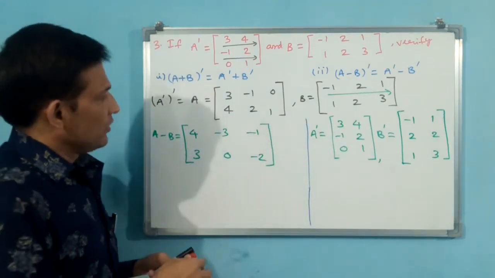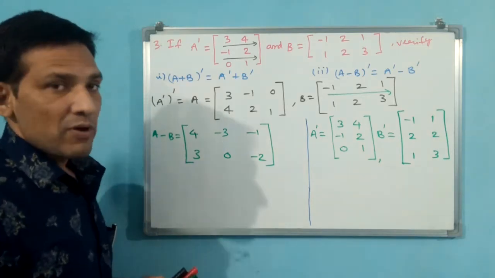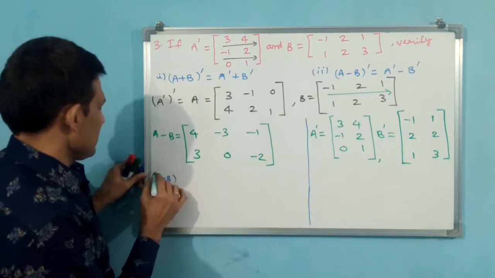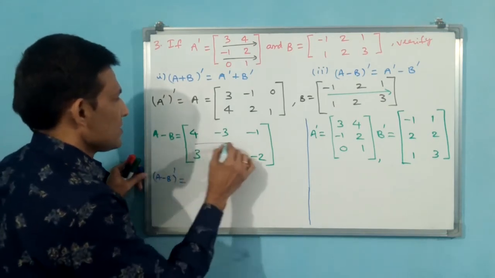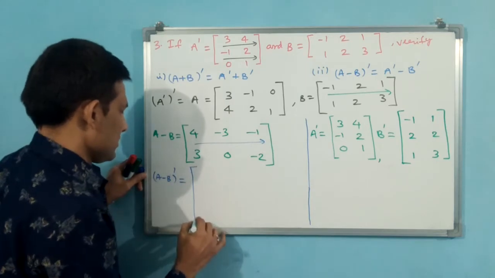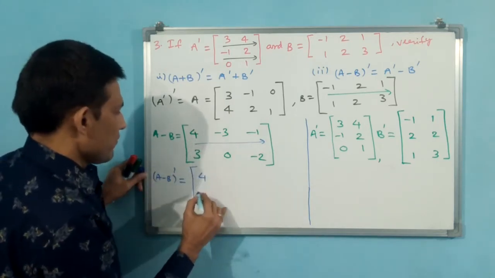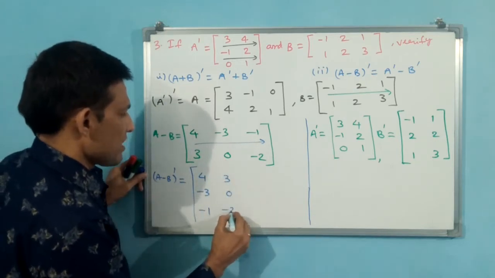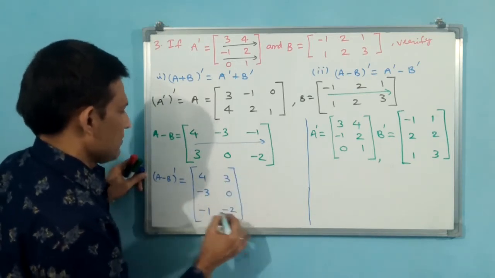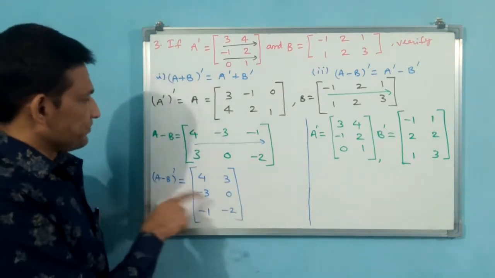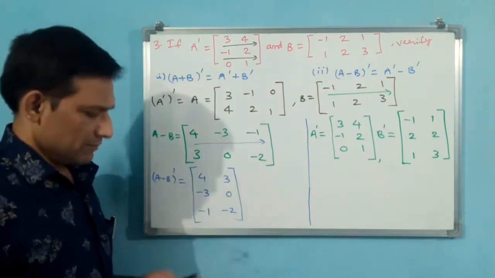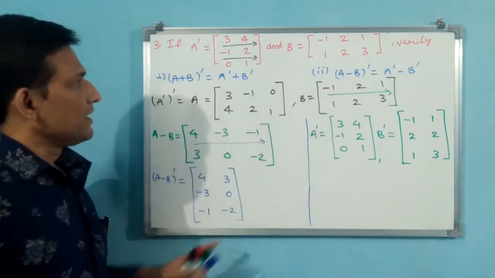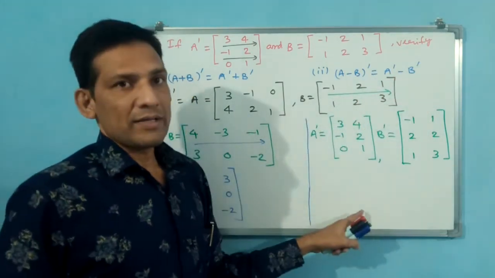But what you want? You want A minus B whole transpose. Let us write A minus B whole transpose. A minus B whole transpose is equal to. These rows you have to make columns. Okay. 4 minus 3, 1. 4 minus 3 minus 1. 3 0 minus 2. You see this? A minus B whole transpose. Okay. Let us go this side. This is final LHS. And A transpose minus B transpose RHS you have to do.